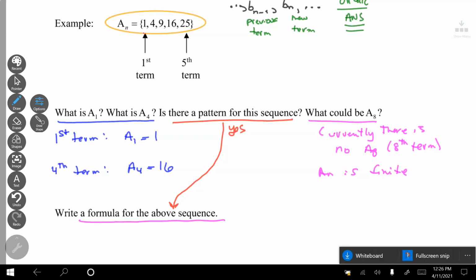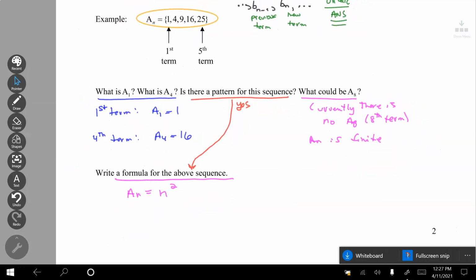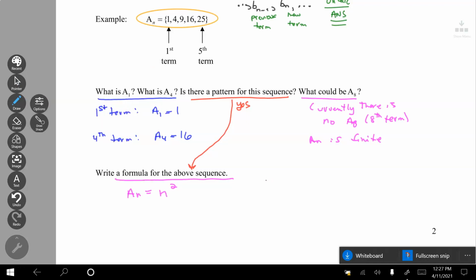But if I wanted to find the formula, what could be the formula for the sequence? Well, if I look carefully, it looks like they're just 1 squared, 2 squared, 3 squared, 4 squared, 5 squared. So a sub n is equal to n squared. Remember, we're not going to use x so much. We're going to use the letter n to represent whole numbers. So if there were more terms and I wanted to find the 8th term, then a sub 8 would be 8 squared, which is just 64.